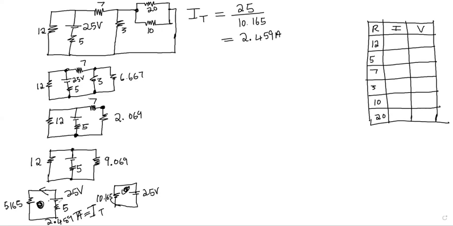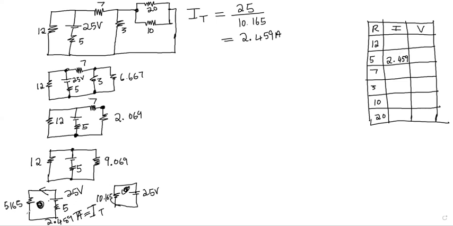So since the 5 ohm and the 5.165 share the same current, that means it will be 2.459, which is the total current. Therefore, we have 5 ohm on our table, and the total current through 5 ohm is 2.459. So we record the value we have got for 5 ohm on our table.